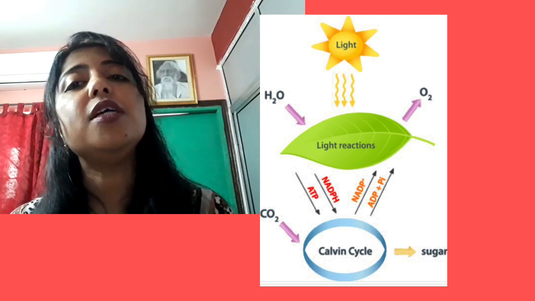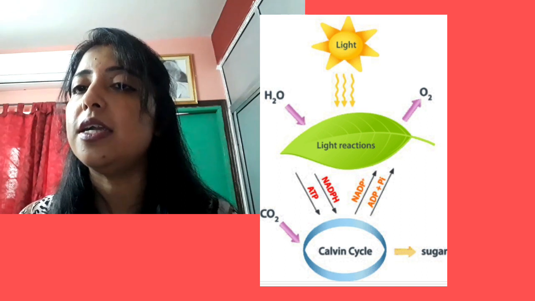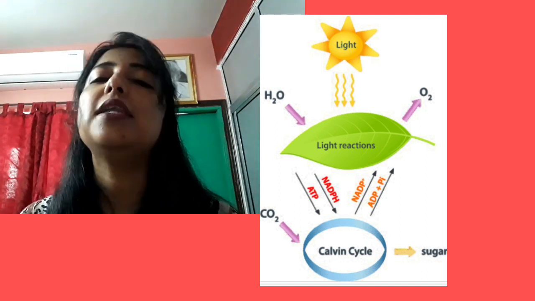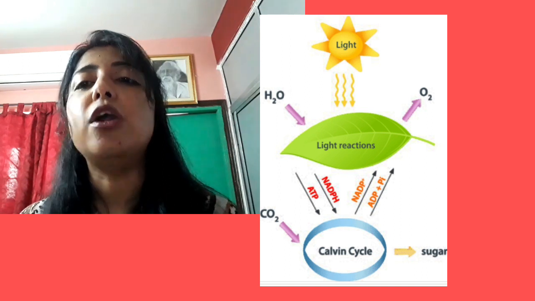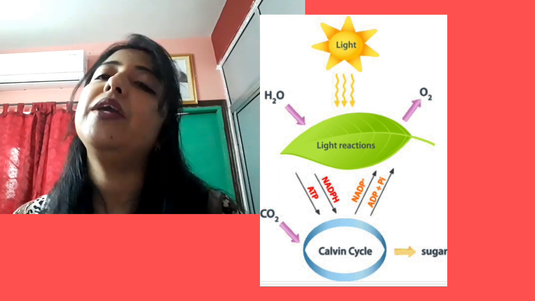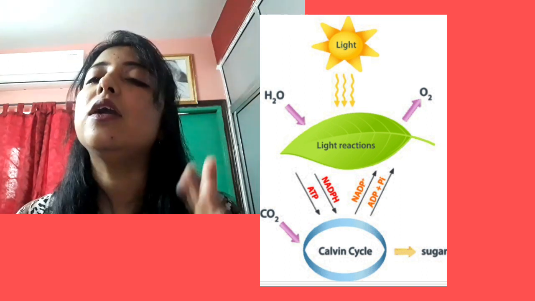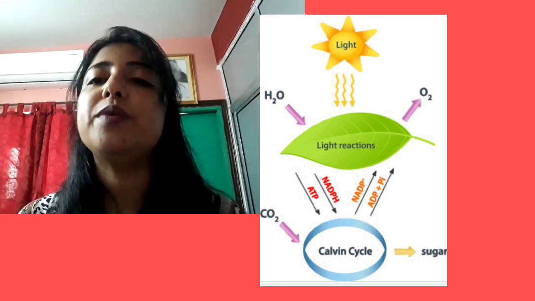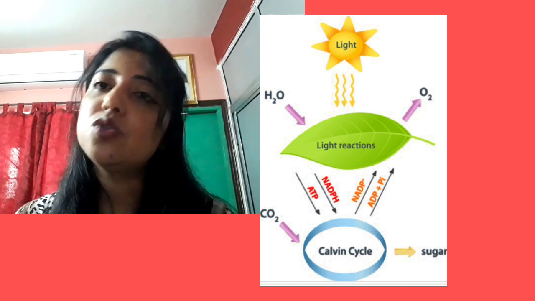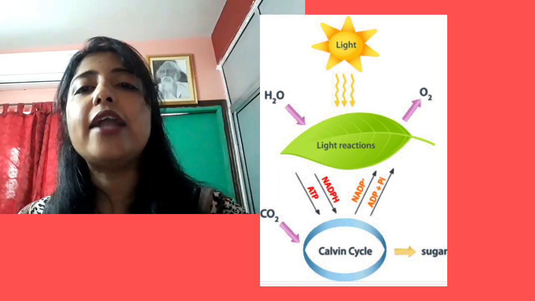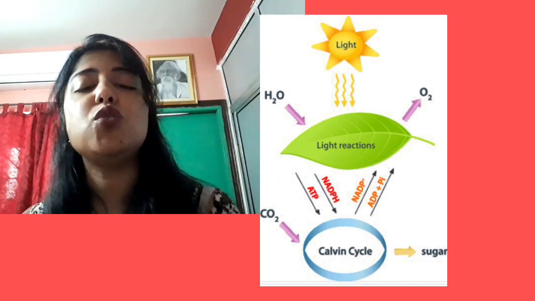Photo means here also sunlight is necessary. In the presence of sunlight, what will happen? ATP will be formed by adding one inorganic phosphate to ADP to form ATP. Clear? And after that the dark phase will start.